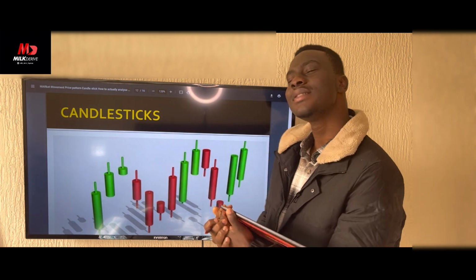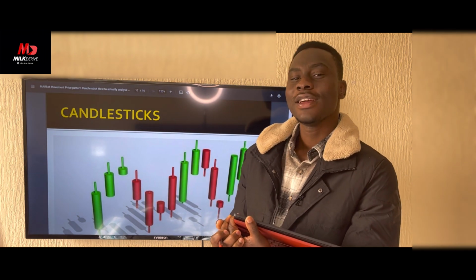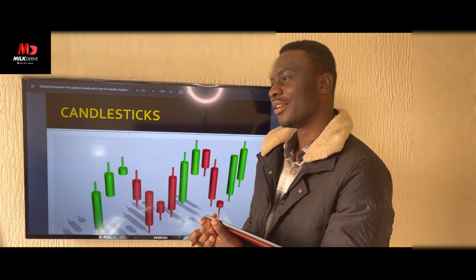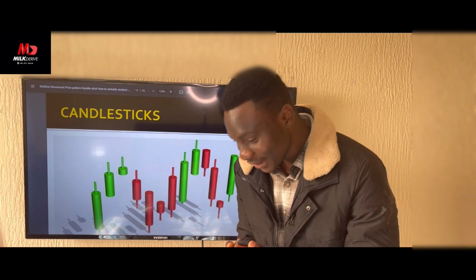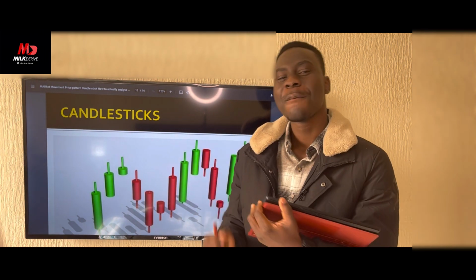It does not work. When I'm talking about indicators, if you know me well, I do say that I know some people who use indicators and make money using indicators. But me, I've never seen one person using candlesticks and making money.